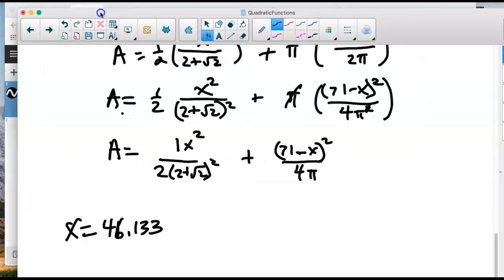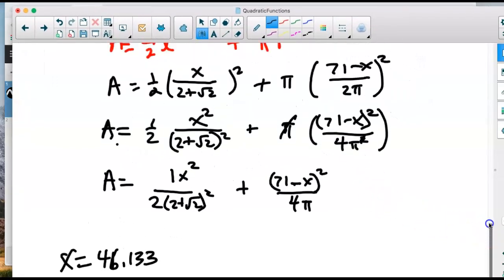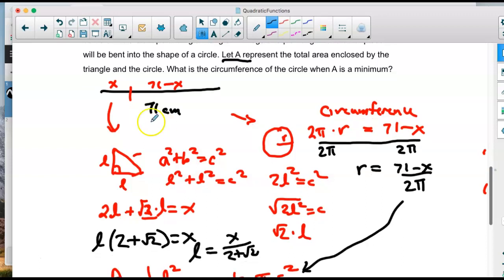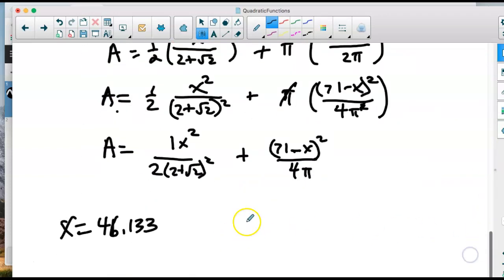That's where we're going to cut the wire. So that's going to be 46.133, and then 71 minus that. Now we've got to answer the question, what is the circumference of the circle when A is a minimum? So we do know where we need to cut it, but we need to find the circumference. So the circumference, as we said, is 71 minus x. So basically our circumference is this piece. So what we did was we found x, but we need to find 71 minus x to get the answer.